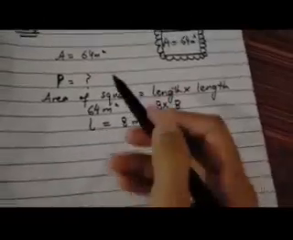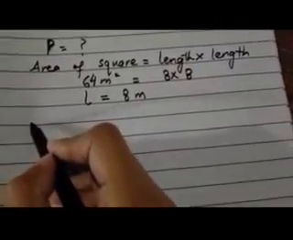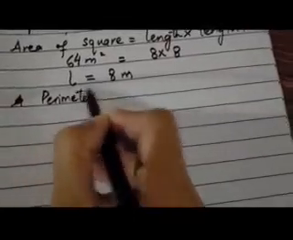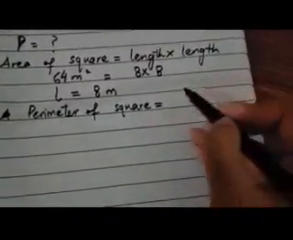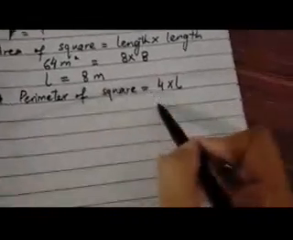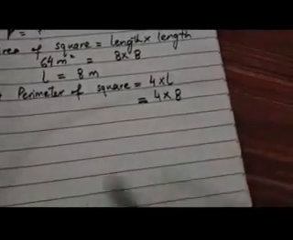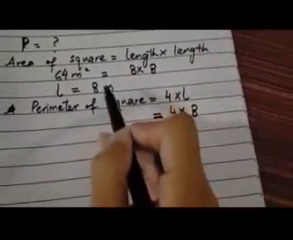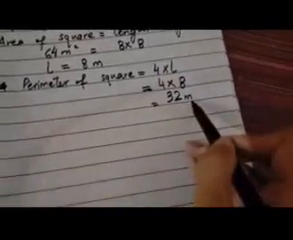Now what have they asked? They have asked for the perimeter. You also learned the formula of the perimeter of a square, that is equal to 4 into length. Now we have found the length. Just put it in the formula. Length 8, and 8 fours are 32. What will be the unit? Meter. That means the perimeter of the square is 32 meter.